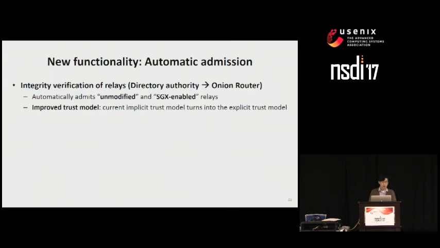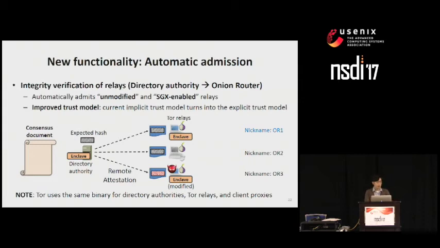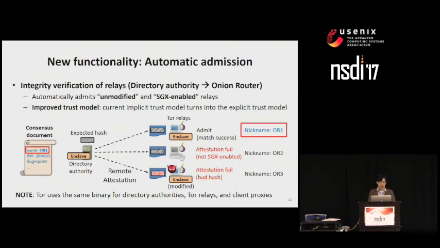SGX-Tor also provides a new functionality that helps the Tor community manage relays more efficiently. When a new Tor relay requests admission to the directory authority, it first performs remote attestation to check the integrity. Note that Tor uses the same binary for directory authorities, Tor relays, and client proxies. If the target relay is not SGX enabled or fails to pass the attestation procedure, it is rejected. Therefore, the consensus document only contains the list of trusted relays that run SGX-Tor.